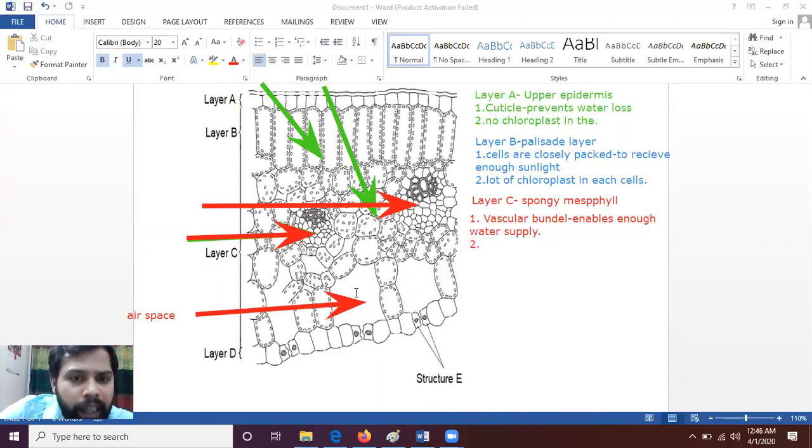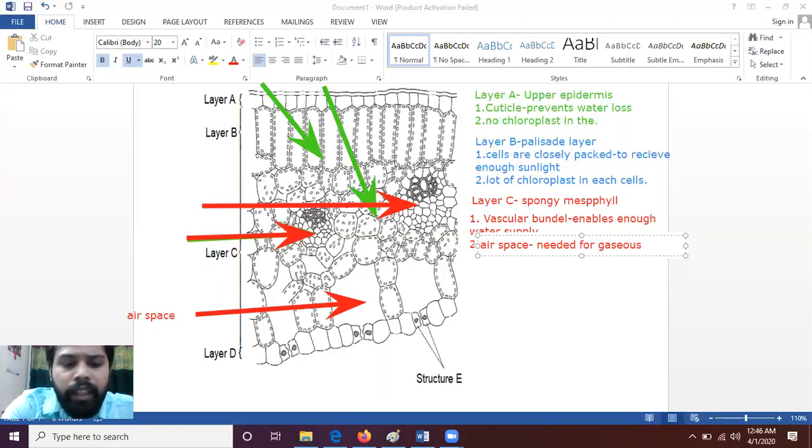Okay, so gases come in and get inside a leaf only through the stomata. So you'll be saying above every stomata there is an air space. So air spaces are basically needed for what? Gaseous exchange. So there is an air space in the spongy mesophyll layer. Okay, so air spaces are needed for gaseous exchange. All right, so this is also a good adaptation of a leaf.